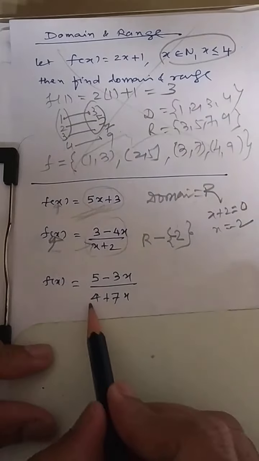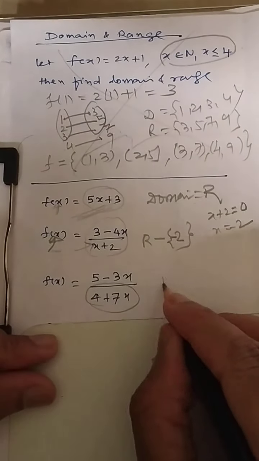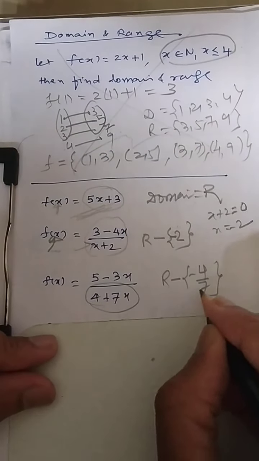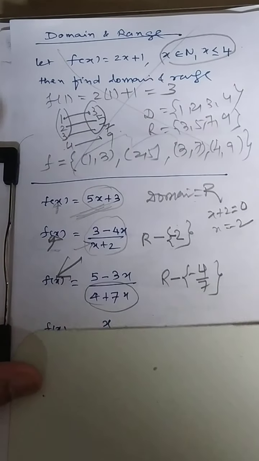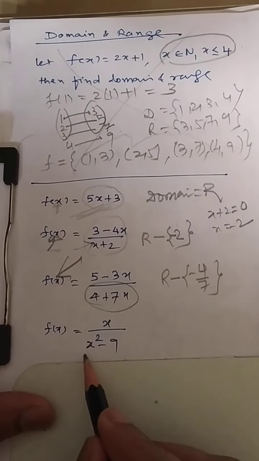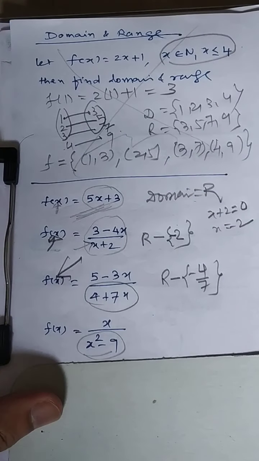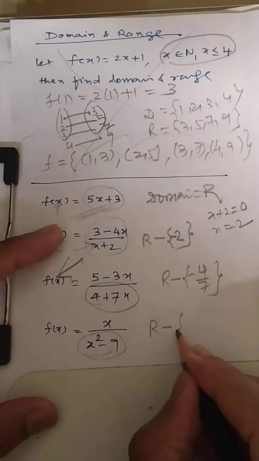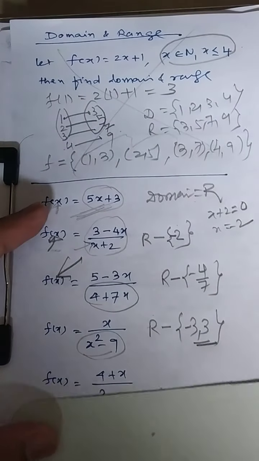Next one. This is to be compared with 0. Which number? Minus 4 by 7. So the domain over here will be something like this. For real numbers, this point is a problematic point in the replacement. The rest of the points will give a solution. This expression will be equal to 0: x square minus 9 equals 0. Now you will get two answers, one is 3 and another is minus 3. So the domain is R minus 3 and 3. These two numbers are problematic numbers that we'll remove.